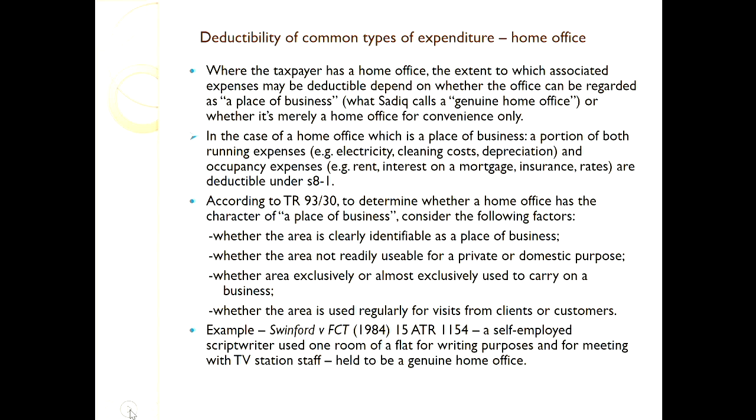That is a very clear case where you've got a place of business that just happens to be structurally connected to the home. In that situation, of course, you can get a portion of occupancy expenses. You look at, in terms of the building, what proportion is the office, and you can get that proportion as a deduction. Okay.